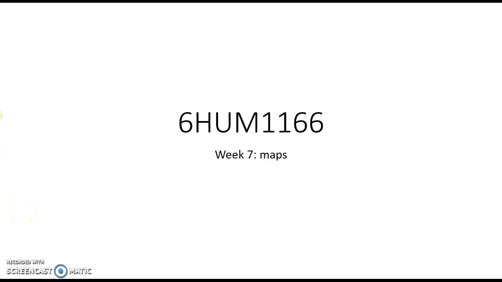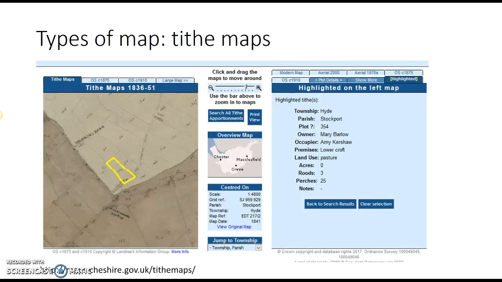Hello, welcome to week 7, where we're going to be looking at all the different types of maps that you might want to use for community history. So the first type of map that you might want to look at are tithe maps.